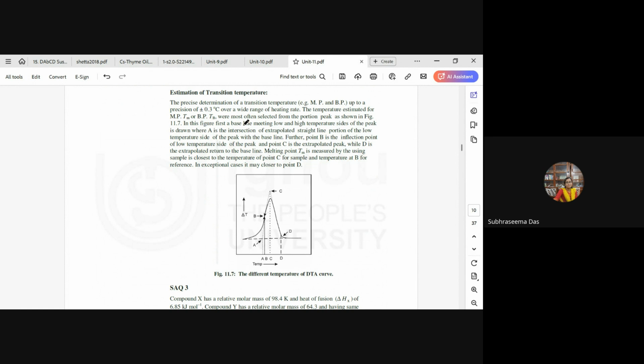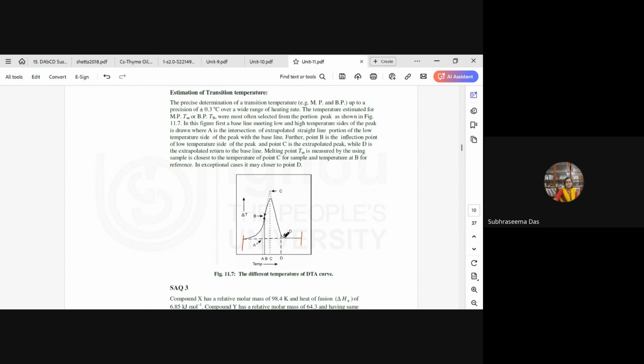So in the figure, first a baseline is drawn that meets both temperature ends of this graph. Then we see the intersection points. The first intersection point here is A. A is the intersection of the extrapolated straight line of the low temperature side of the peak with the baseline. B represents the inflection point of the low temperature side, and C is the extrapolated peak, where D is the extrapolated return to the baseline.